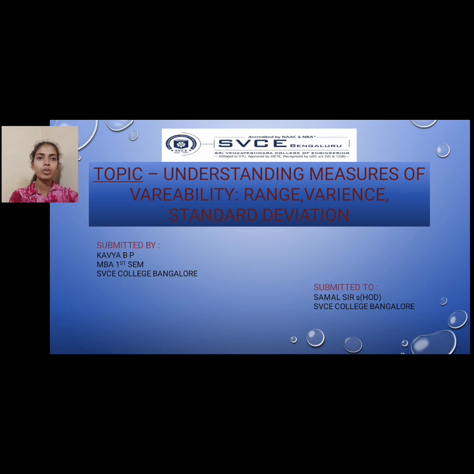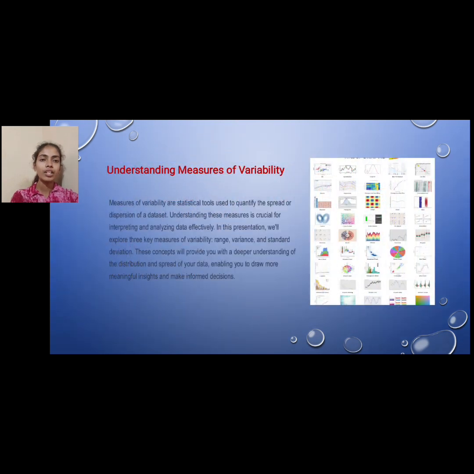Today, I am going to explain about understanding measures of variability: range, variance, and standard deviation. Measures of variability are statistical tools used to quantify the spread or dispersion of a dataset. Understanding these measures is crucial for interpreting and analyzing data effectively. In this presentation, we will explore three key measures of variability: range, variance, and standard deviation. This concept will provide you a deeper understanding of the distribution and spread of data.